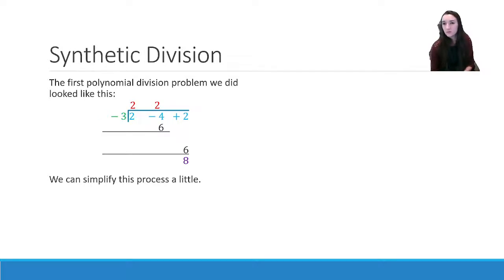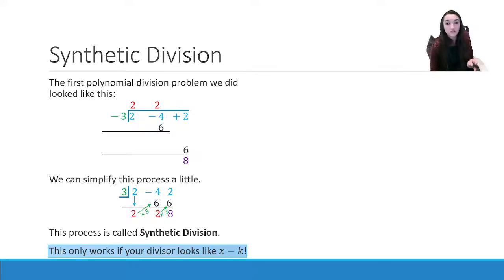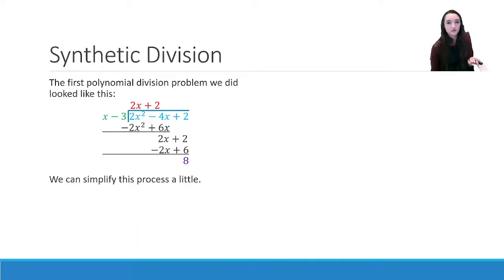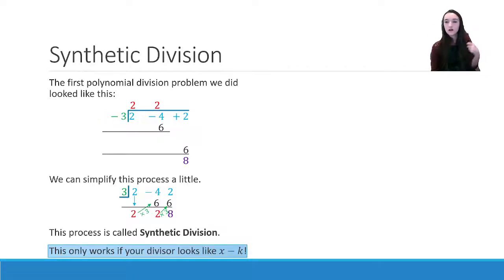And you're going to wonder, okay, but why? That's a fair question to ask. I will show you, but we're kind of working backwards here. Essentially, we're going to simplify this process by writing it in the following way. This is called synthetic division, and it only works if your divisor looks like x minus k. So remember, our divisor looked like x minus 3. So it is in the right format. Okay, but what's going on here? This is completely random looking, probably.